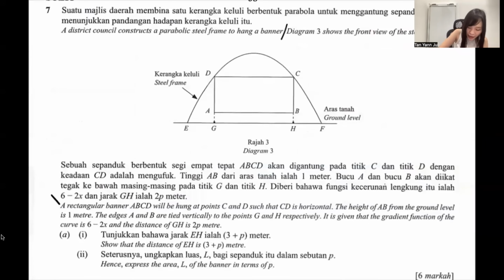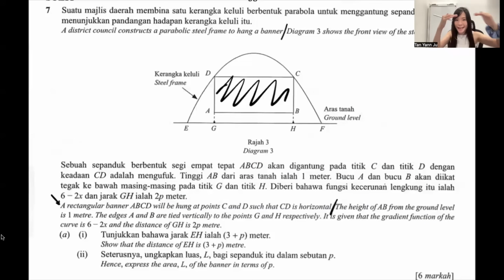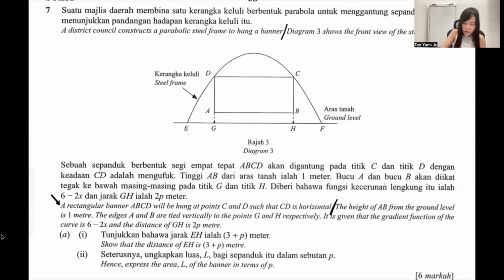So now they say here, a rectangle banner ABCD will be hung at points C and D such that CD is horizontal. So the banner you will hang there, I think this is the banner. So CD is horizontal, it's not slanted, okay? It's horizontal. Next one, the height AB from the ground level is 1 meter. So guys, AB from the ground is 1 meter. So that means the gap here is 1 meter. Okay, next, the edge is the corner. The edges A and B are tied vertically to G and H respectively.